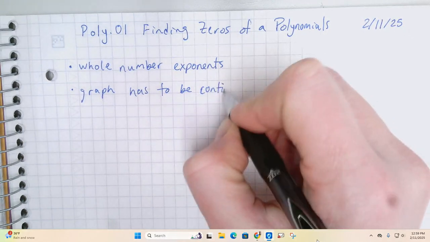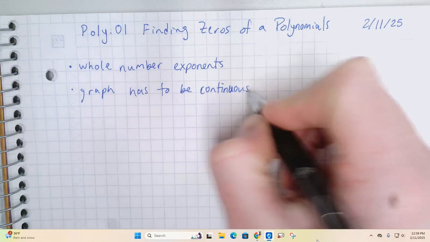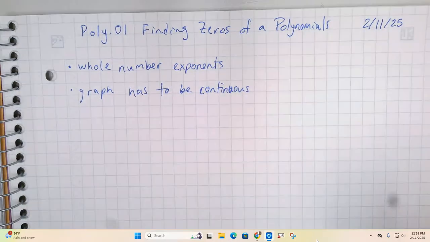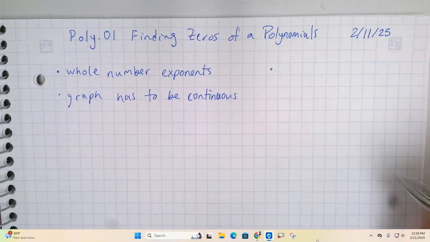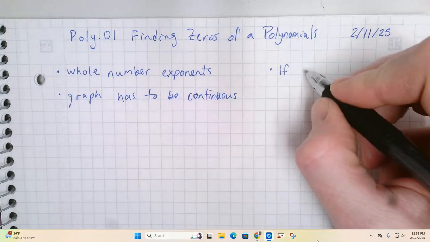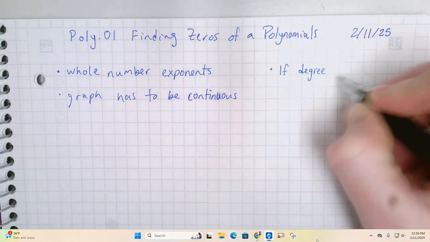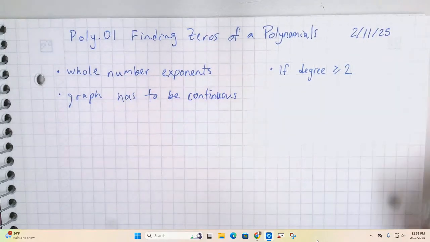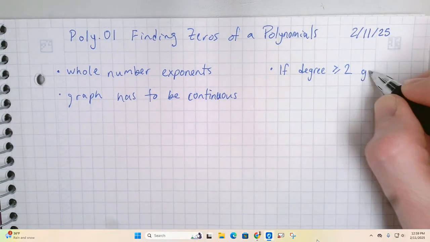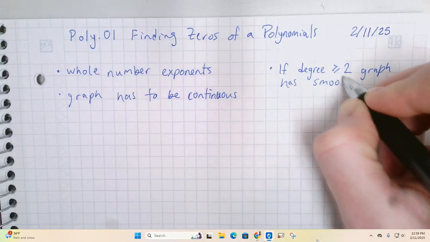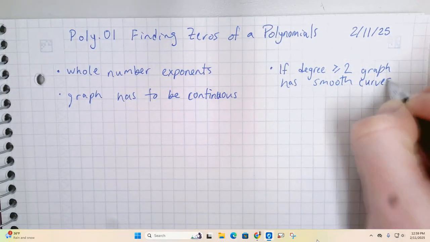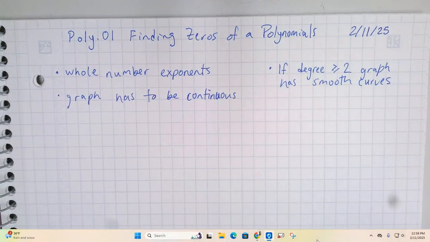Otherwise, in other words, what that means is you're not allowed to have a break in the graph. There's not allowed to be an empty space. You're just graphing along and then you got to skip a part and then pick back up. That's not a polynomial. And then the other thing is, if the degree, meaning the largest exponent, is bigger than 2, the graph has smooth curves, which means it doesn't have the opposite of smooth curves, which would be like sharp edges.